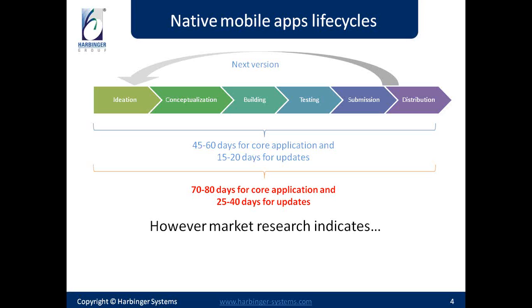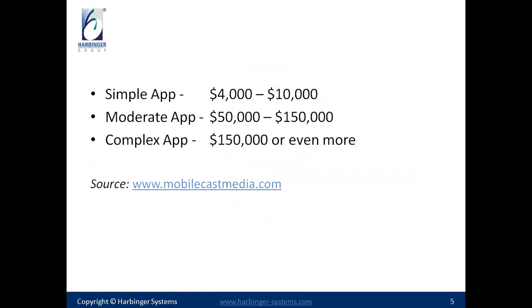Now, if you relate this with the time to market judgment that we placed on the previous slide, 70 to 80 days is really going against the flow. So what should we do now? Here's another example of how this affects the cost. Mobile Cost Media has recently published some costings for mobile applications. Simple apps cost around $4,000 to $10,000 to build.